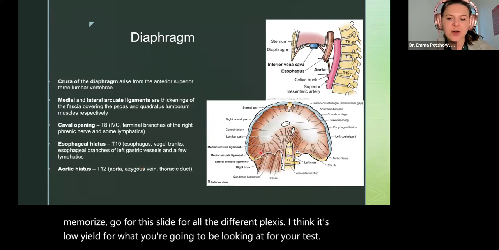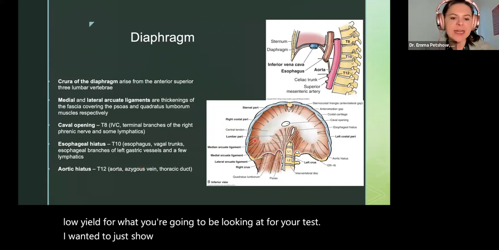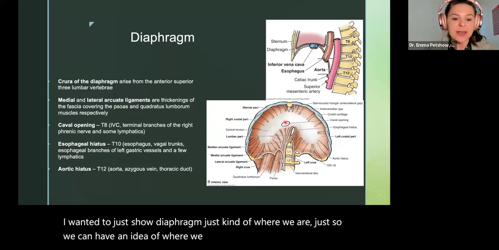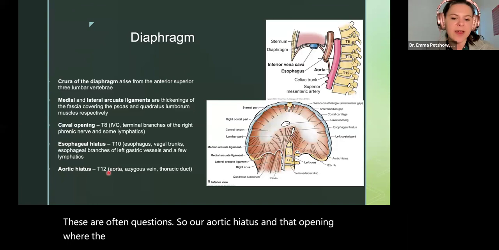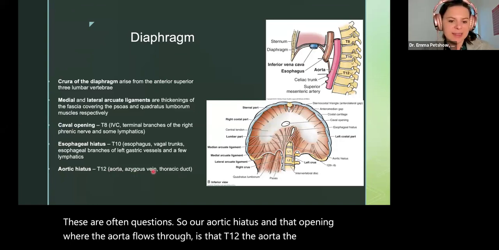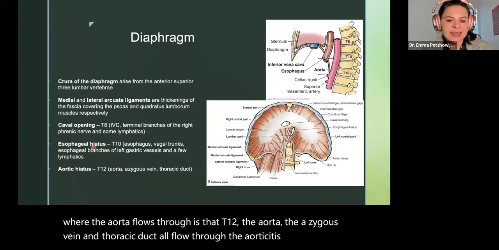I wanted to just show the diaphragm, just so we could have an idea of where we are in the different opening pieces. These are often questions. So our aortic hiatus, that opening where the aorta flows through, is at T12. The aorta, the azygous vein, and thoracic duct all flow through the aortic hiatus. The esophageal hiatus is at T10.